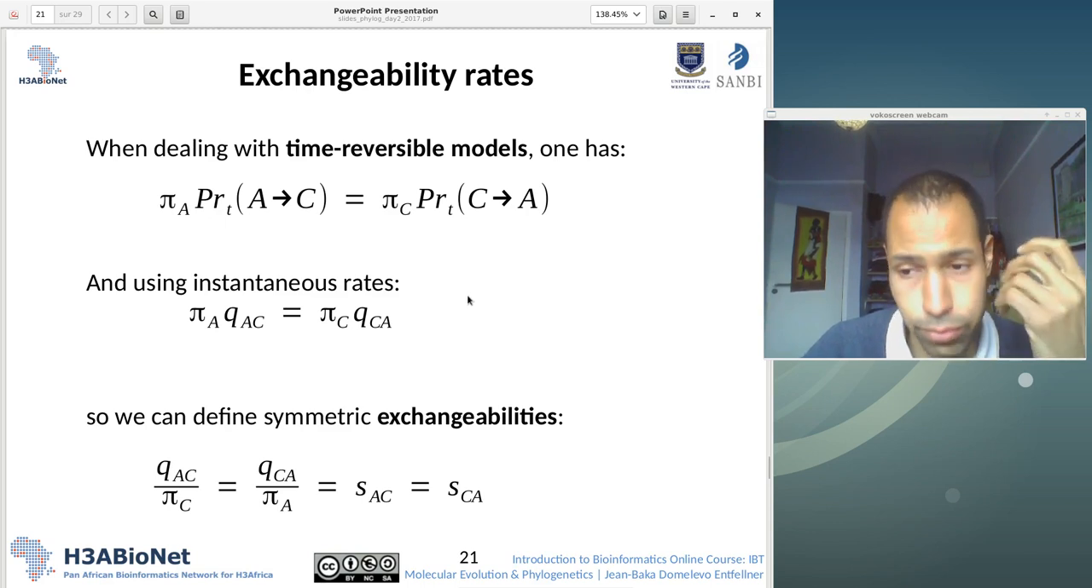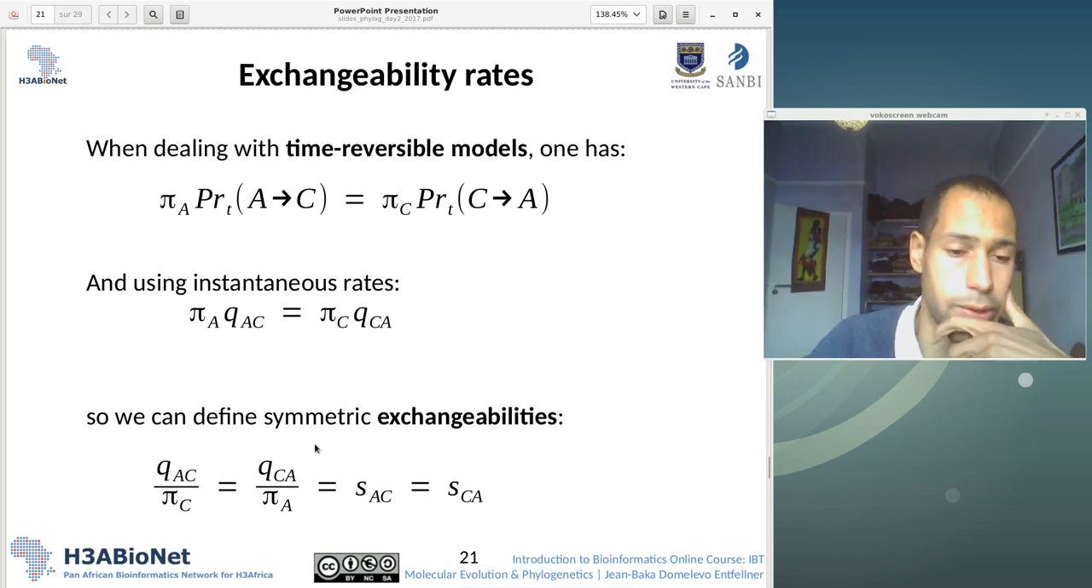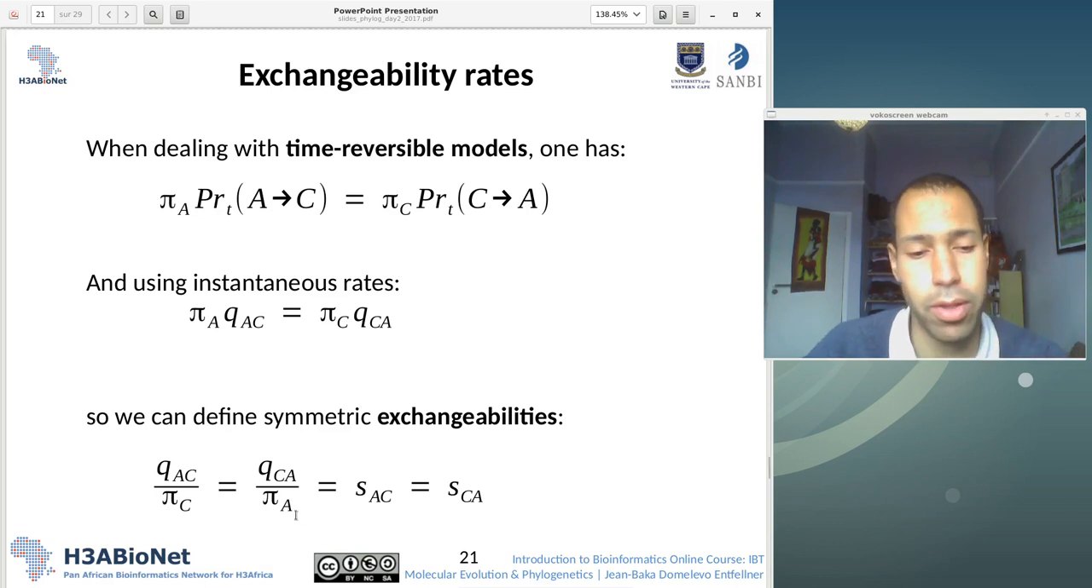So just know that from the exchangeability rates, you can go back to the instantaneous transition rates as long as you know the background probabilities. We also call these background probabilities or equilibrium probabilities. These are our stationary probabilities.